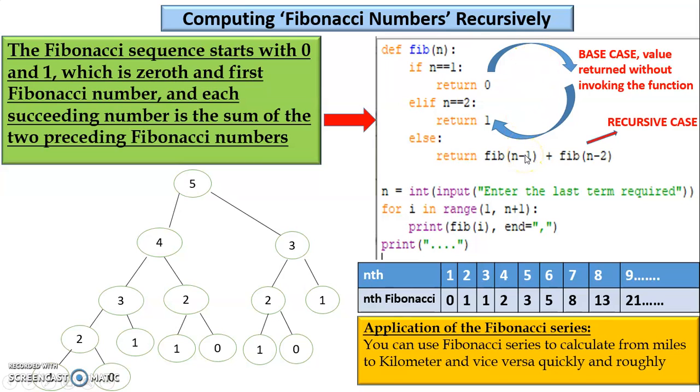So what is the recursive case? It's the sum of the 2 preceding Fibonacci numbers: fib of n minus 1 plus fib of n minus 2. This is my recursive case. It's going to invoke the function itself. Are you clear? It's very simple. Comparatively, when we wrote this program using a for loop, I feel this is much easier.